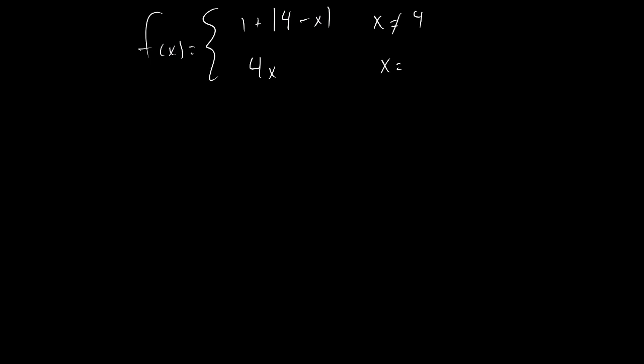Continuity. Alright, so we're looking at our function: 1 plus the absolute value of 4 minus x when x is not equal to 4, and 4x when x is equal to 4. Since it's not equal to a value, let's come over here and do a little graph representation. We know absolute value.